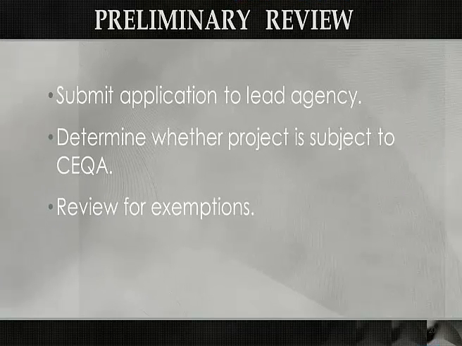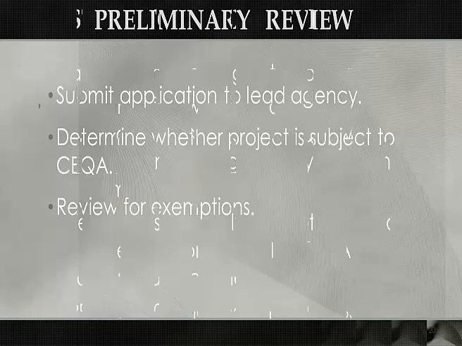So the preliminary review is the start of the CEQA process. An application would need to be submitted to the lead agency if it's a private project. If it's a public project, it would be basically the lead agency's decision to say, yes, we're going to move forward and we're going to build this, or we're going to come up with this plan. So the first thing that the lead agency is going to need to do is determine whether the project is subject to CEQA. Is it one of those non-discretionary actions that they can approve without any kind of discretion, or is it something that a decision is going to need to be made on by the lead agency? The second step would be to review for exemptions, and I'll get into some of the exemptions here.